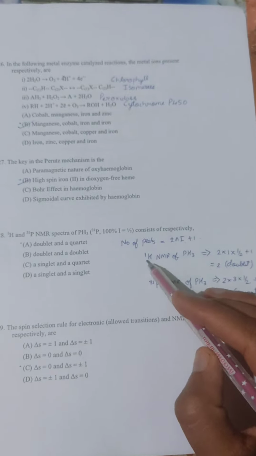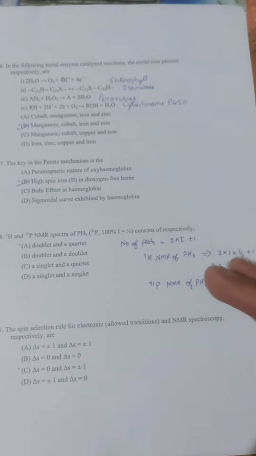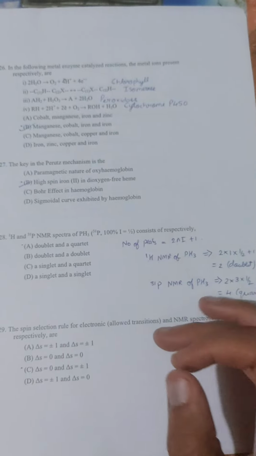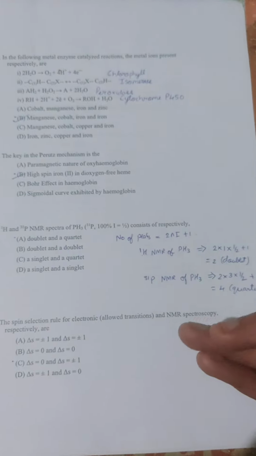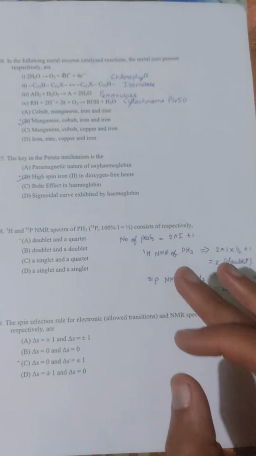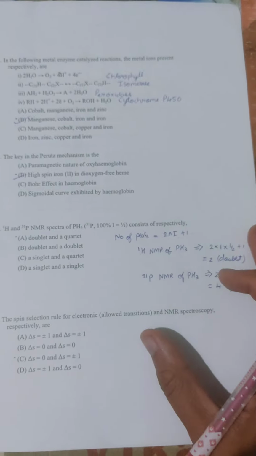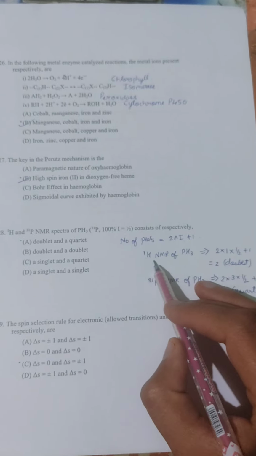In 1H NMR, the nuclear spin is half, because some of the elements you should compulsorily know the nuclear spin. In some cases the nuclear spin will be given if it is other than half, but if it is not half also, you should be aware of some basic nuclei and what their spins are. So here I am taking 1H NMR.